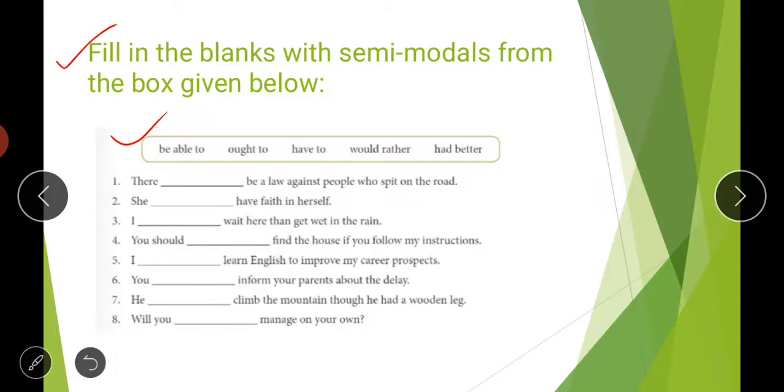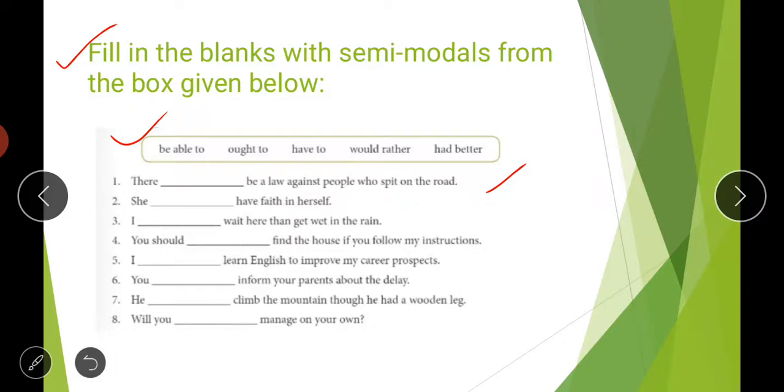Ought to. So this word ought to means must, similar to or the synonym of must. So this is obligation, or we are strictly saying that there ought to be a rule or law against people who spit on the road. So ought to will be the right answer here. For the first fill up, you will fill the blank with the word ought to. Then second is, she dash have faith in herself. She has to have faith, meaning we are giving emphasis, we are using this word has to here to give emphasis. She has to have faith in herself.